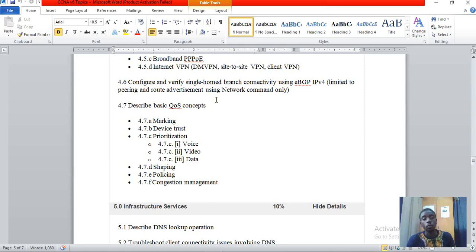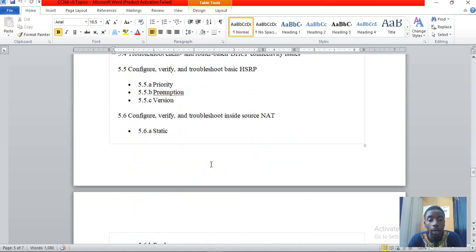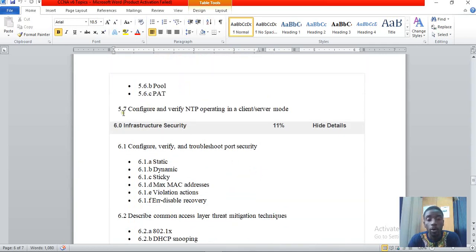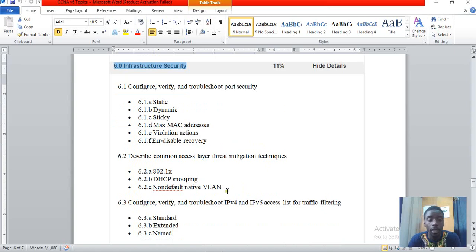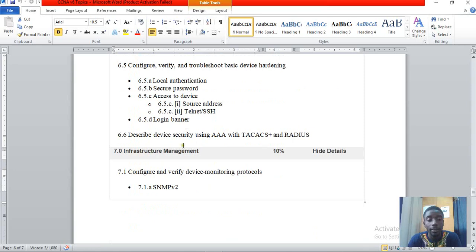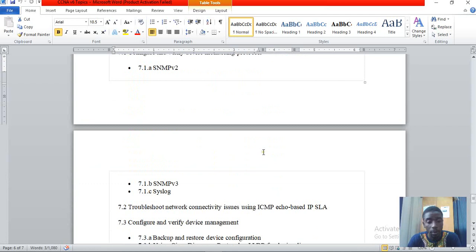Quality of service concepts will also be covered, and we'll talk about some voice configurations. All these are included in our CCNA, and we'll talk about NATing with IP version 4. Then we go to the sixth part, infrastructure security. These are things we'll discuss here: MAC address flooding and static security controls for all these things. And we'll describe common layer 2 threat mitigation techniques. A lot of things that we will talk about.